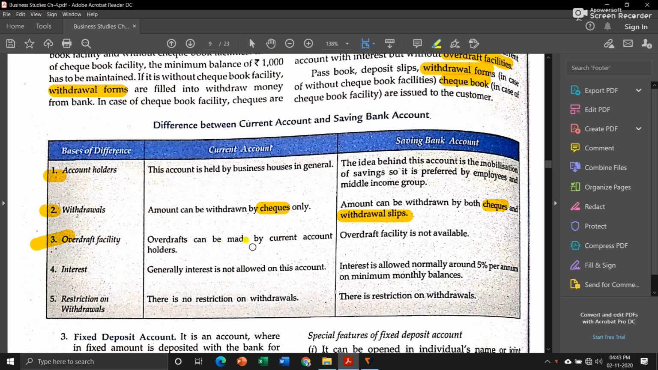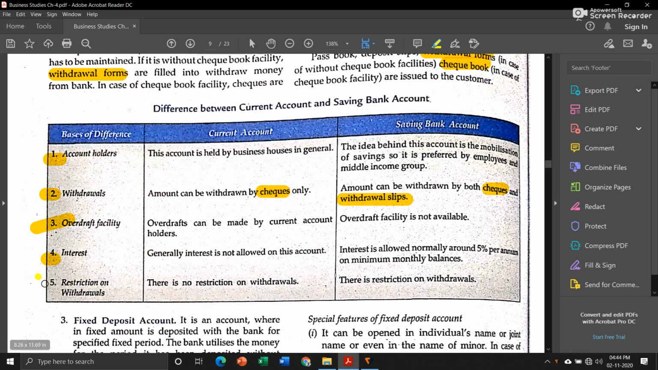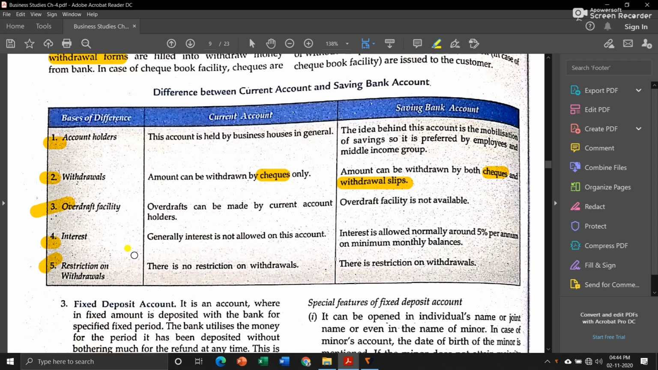In current account, overdraft facility is available, but in case of savings bank account, it is not available. Then interest. No interest is paid on current account, but in savings bank account interest is allowed, normally around 5% per annum on minimum monthly balances. Then restriction on withdrawals: in current account there is no restriction on withdrawals, but in savings bank account there is restriction on withdrawals.